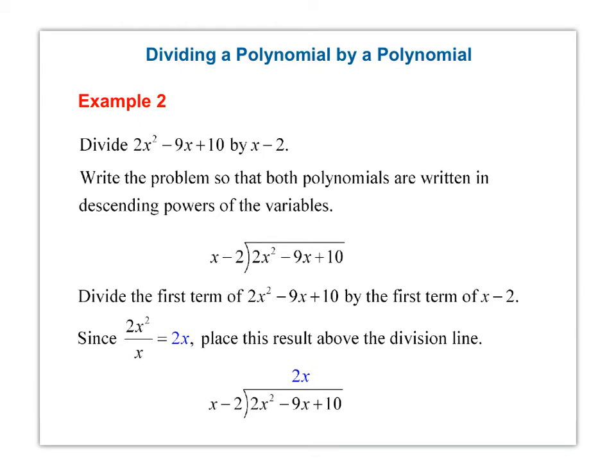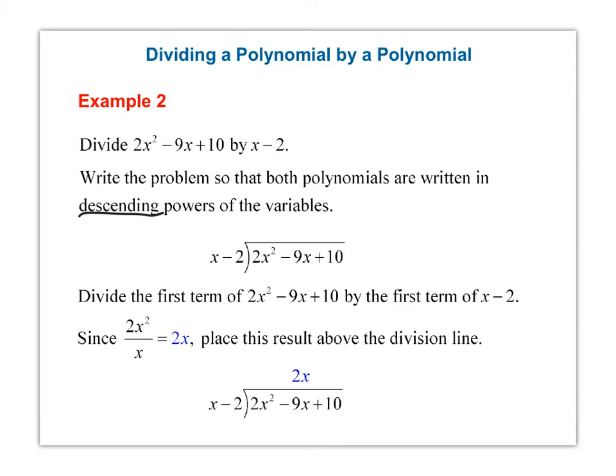Dividing a polynomial by a polynomial is what we call long division. We're dividing 2x squared minus 9x plus 10 by x minus 2. We want to write the problem so that both polynomials are written in descending powers of the variables. And we divide the first term of 2x squared minus 9x plus 10 by the first term of x minus 2. This is what we call long division. There is a lot of steps involved.